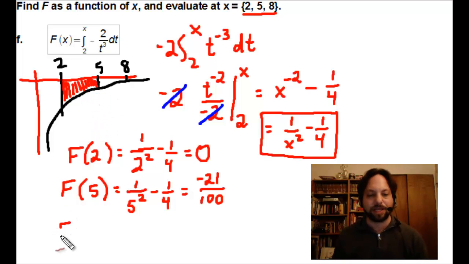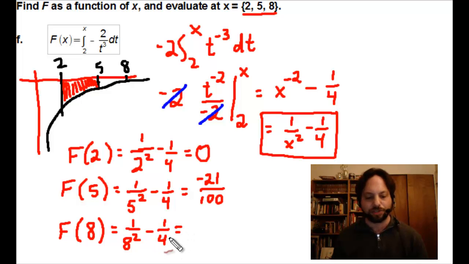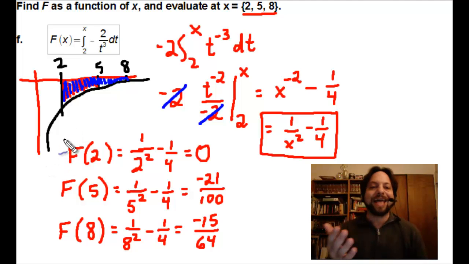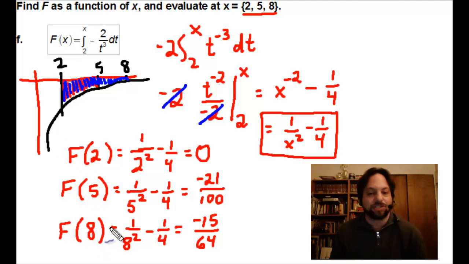Now, if I want to accumulate that further, let's say I want to go from 2 up to 8, that would simply be 1 over 8 squared minus 1/4. And again, that's not difficult to do. That's simply going to be negative 15/64ths. And that's going to be the area that starts at 2, goes up to 5, and then continues on to 8. So I can evaluate any area. All I need to do is stick in the upper bound for x, because I already know my lower bound is going to be at 2. The 1/4 took care of that.